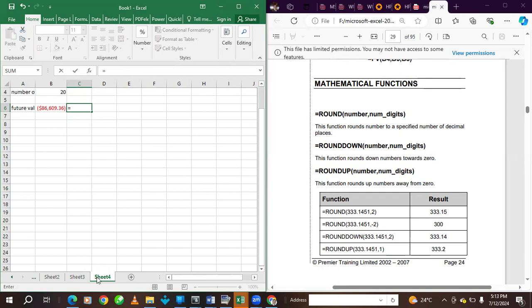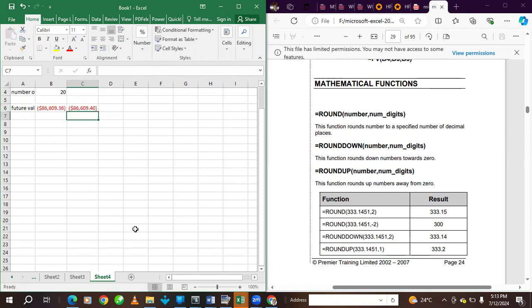So let me just have it here, equal to round. When you have equal to round and open the bracket, you want to round these values, which is B6. Then you can see you want to round it to one decimal place. Once you are done, you close the bracket and press enter. You'll see now it will round it. We have also the round down. Let us see how it will round down.